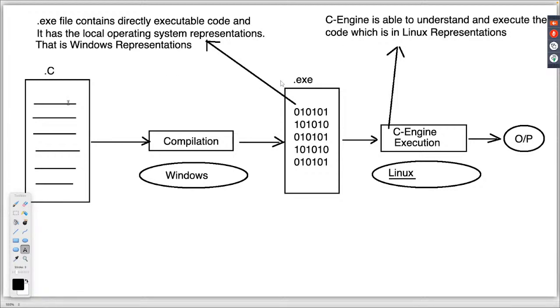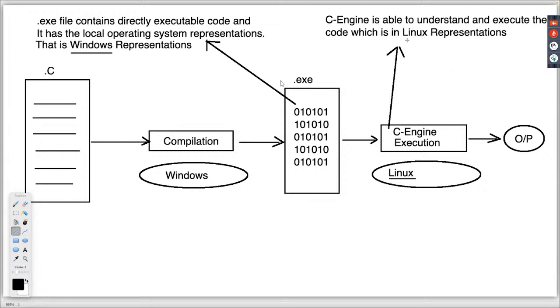Once again, coming back here. I have written a C program. I compiled my C program on the Windows operating system. What file did I get there? The .exe file. The .exe file contains what representations? Windows. Okay, fine. My C engine is available on what operating system? Linux. It can understand what representations?